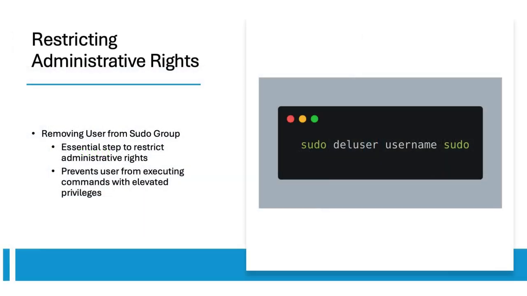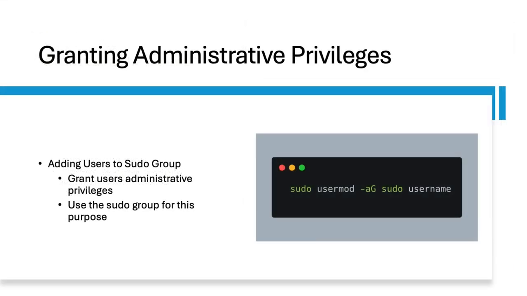To restrict a user's administrative rights, remove them from the sudo group. This prevents them from executing commands with elevated privileges. To grant users administrative privilege, add them to the sudo group.